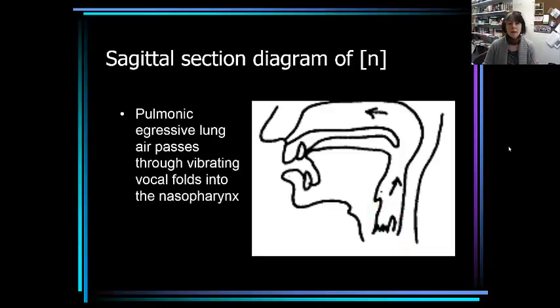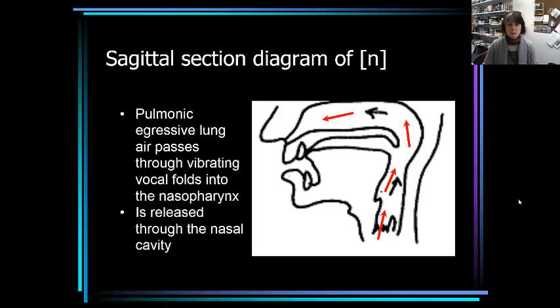Pulmonic egressive lung air passes through vibrating vocal folds into the nasopharynx. So the nasopharynx is this area here, and you can see that there are some arrows already given there, but you may want to indicate the arrows a little bit more than that. And the air is released through the nasal cavity.